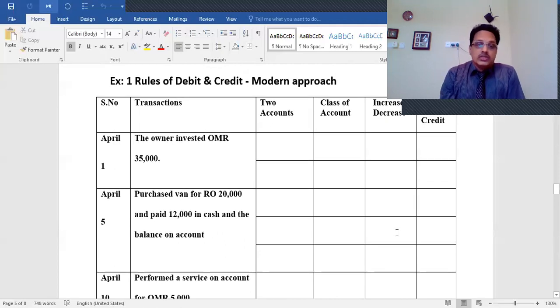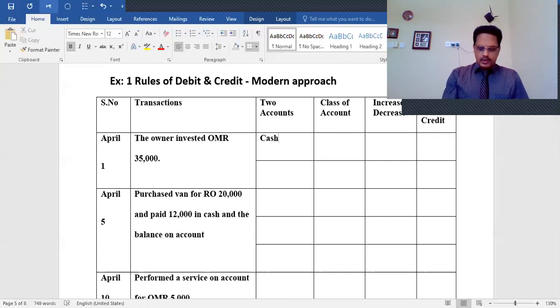So this is one set of transactions given. The owner invested 35,000 riyal in the business. So two accounts, as you know: cash and capital. There will not be any change in any approach. Capital account is the personal account of the owner. Owner is the giver. Credit the giver. Giver is capital. So that is different.